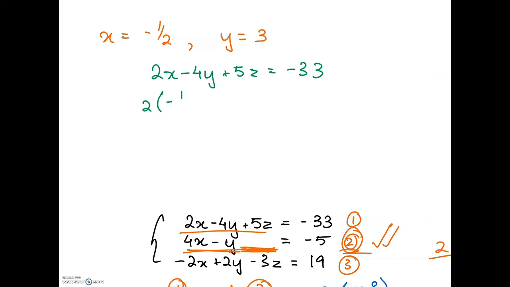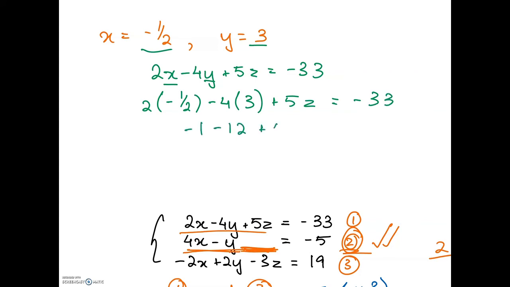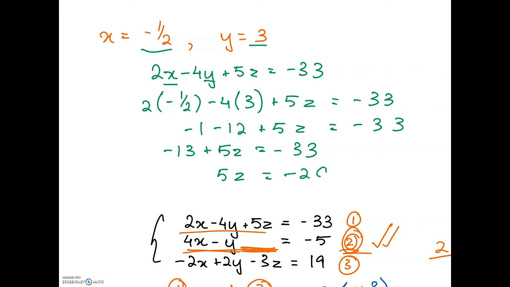So 2 times negative 1/2 minus 4 times 3. I'm substituting x as negative 1/2 and y as 3, and leaving 5z the same so we can solve for z. So we'll get negative 1 minus 12 plus 5z, which is equal to negative 33. So we'll get negative 13 plus 5z, which is equal to negative 33. If you add 13 to both sides, you'll get negative 20. Then divide both sides by 5, and you'll get z is equal to negative 4.